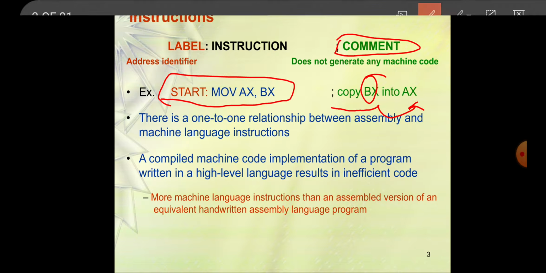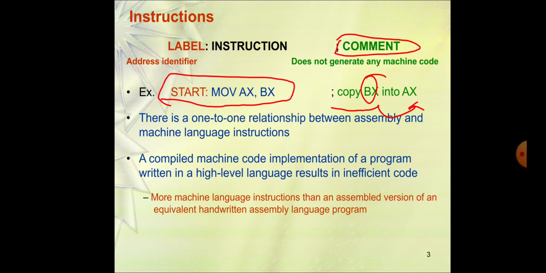There is a one-to-one relationship between assembly and machine language instructions. A compiled machine code implementation of a program written in a high-level language results in inefficient code, that is, more machine language instructions than an assembled version of an equivalent handwritten assembly language program.